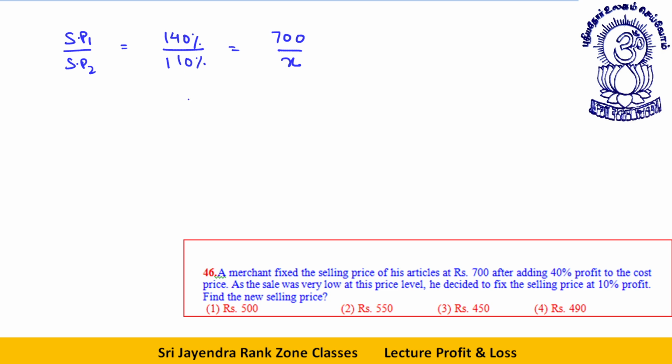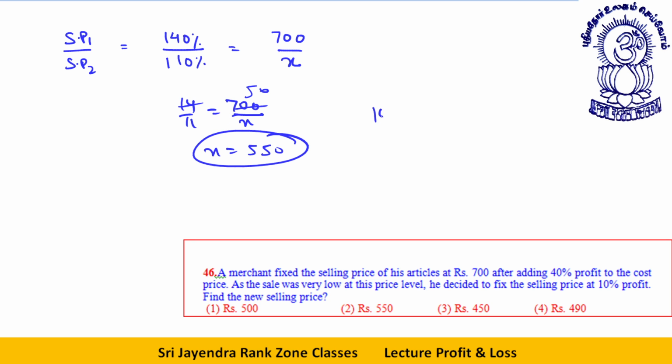So what do you need to do? Just this is 14 by 11. 14 by 11 is equal to 700 by x, or x comes out to be, you can calculate, 50 into 11, 550. The thing was, if 140% is equal to 700, then what will be 110%? That is being asked to do, nothing else. Just think about it.